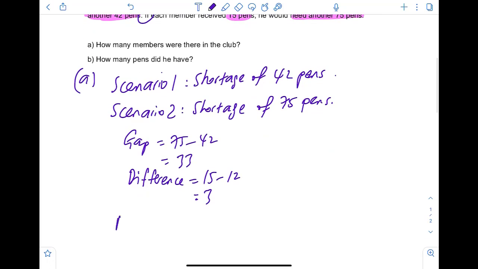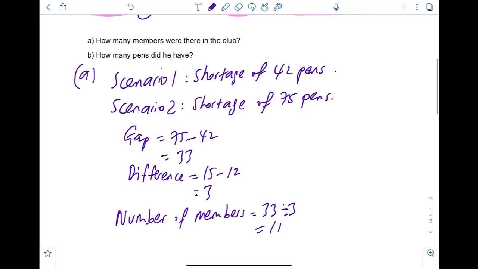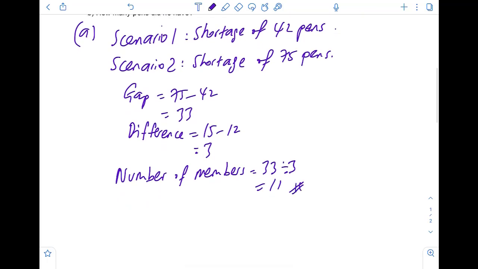And the next thing we can find is already the number of members. Gap divided by difference, we have 11 members. So that's the answer for question A.